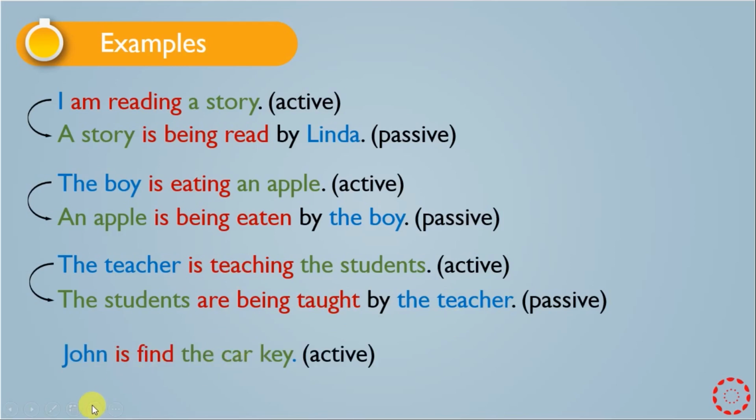The last one, John is finding the car key. The car key here is an object. We put it at the initial of the passive voice. We say the car key is because it's singular. We say is, and then we have being in present continuous passive, and then we change the verb from present to the past participle. Find became found. The car key is being found.